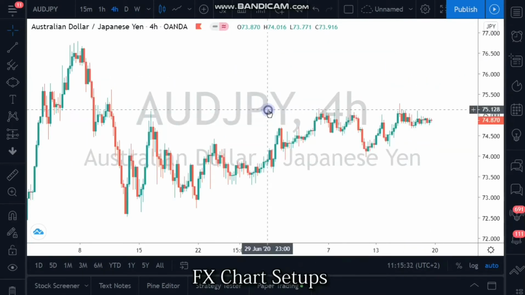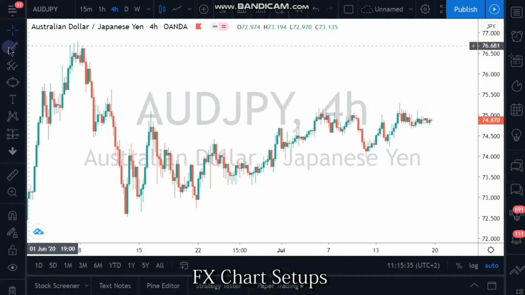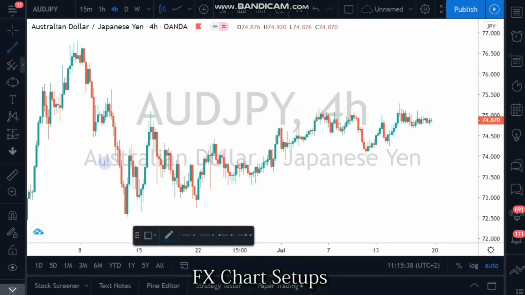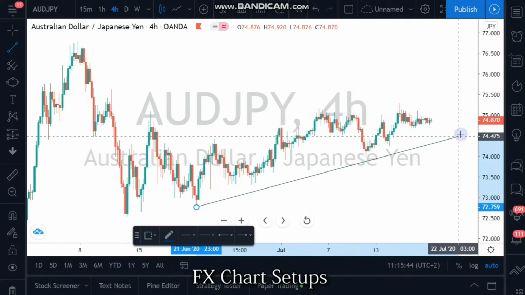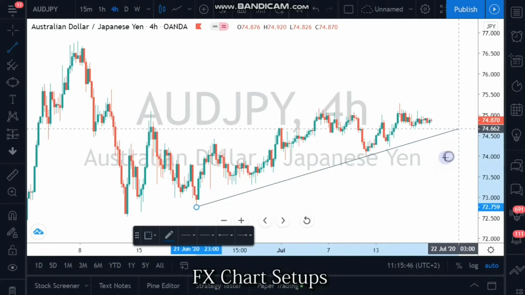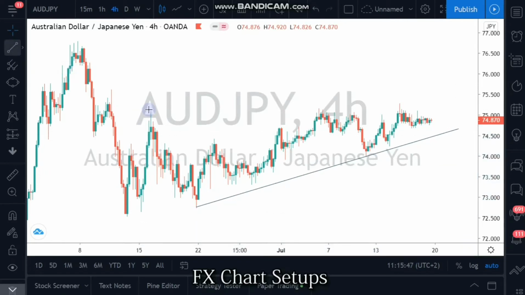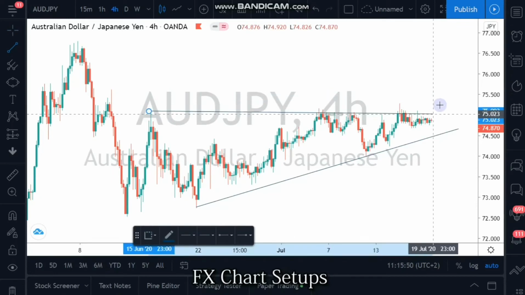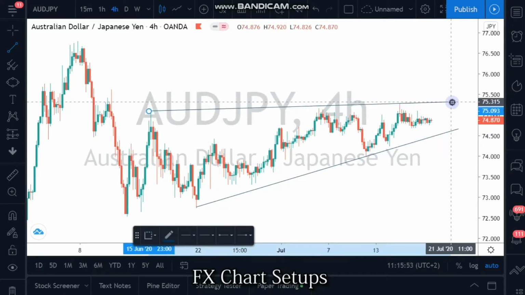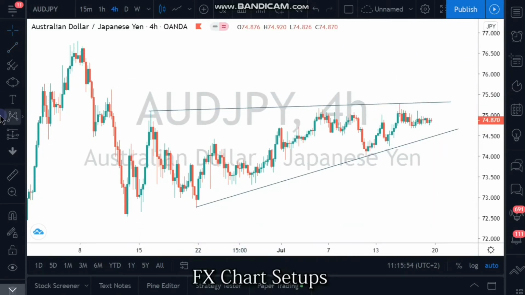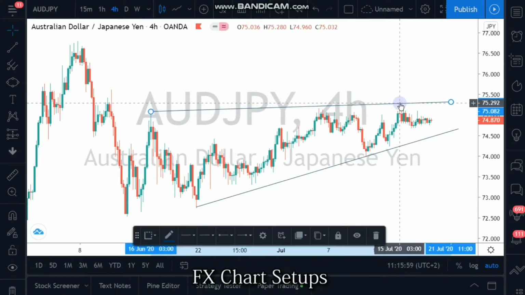So the next pair that we're going to have a look at is AUDJPY, and going straight into the analysis, we can see that we had this impulsive move followed by this correction here. So we're going to draw in our support trend line here, then we're going to draw in our resistance trend line here, just to mark out this consolidation. And we can already see that we had our first touch of the trend line here, our second touch of the trend line here.